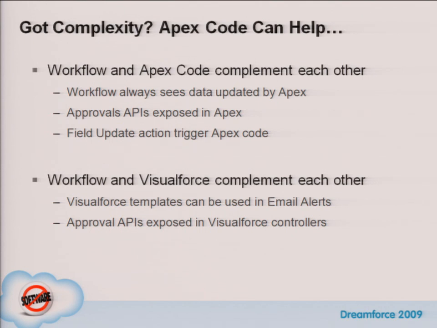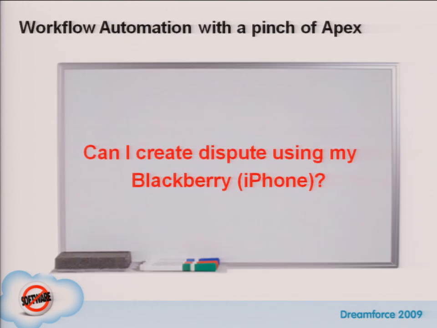Similarly, with Visualforce, you can create a Visualforce email template and assign it to an email alert. And the same thing, if you have a Visualforce controller, the approval API is exposed there. So all these different tools are designed to work in harmony with each other, each of them serving a purpose. So let's go back to the app, and this is what I'm trying to say.